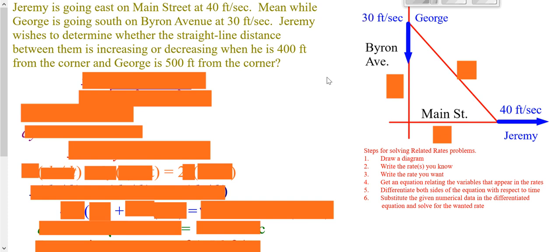Cool. So we have Jeremy wishes to determine whether the straight line distance between them is increasing or decreasing when he is 400 feet from the corner and George is 500 feet from the corner. So on our picture over here, we have Jeremy going to the right. We know his rate. Now, the distance from the corner, because he's walking away, we know that's changing, so that's going to be a variable. We have George walking south with his rate, so he's getting closer to the corner, so we know that that's going to be changing. And we know the distance in between them is going to be changing.